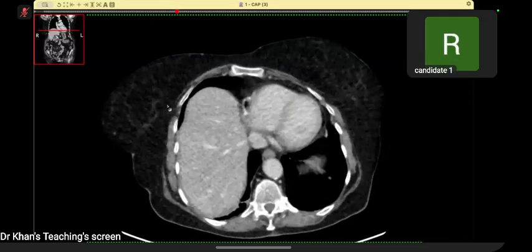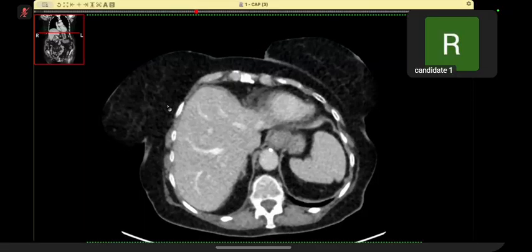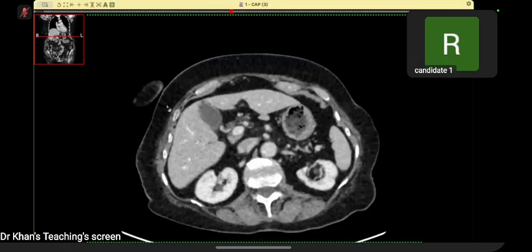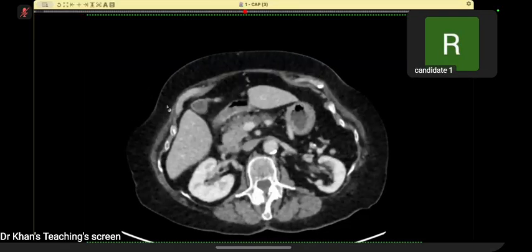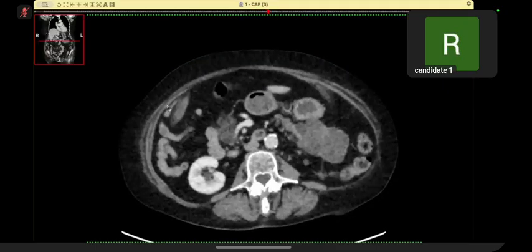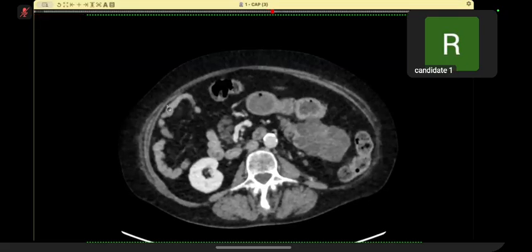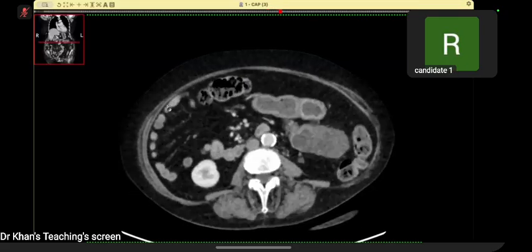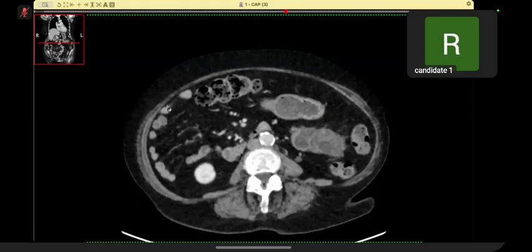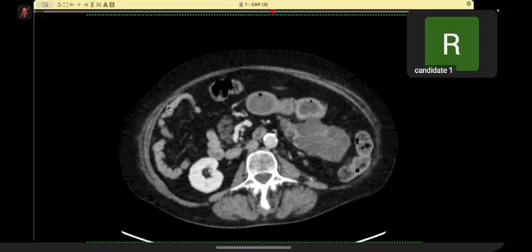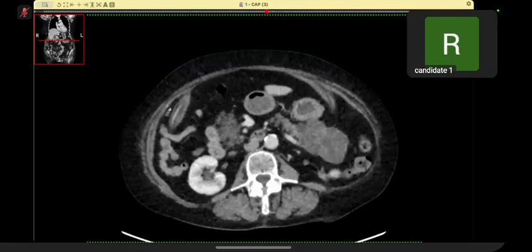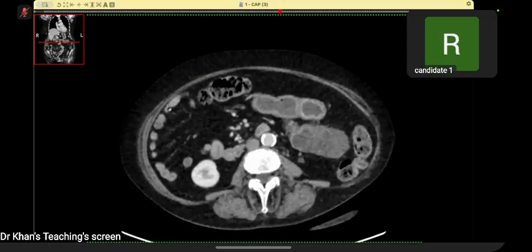So this is axial CT with contrast, in which I can see the liver is grossly unremarkable, the stomach is normal, the gallbladder is normal, and the tail of the pancreas is bulky, with internal cystic areas and some patchy enhancement. There is no surrounding fatty stranding, no peripancreatic collection. The pancreatic duct is not significantly dilated.